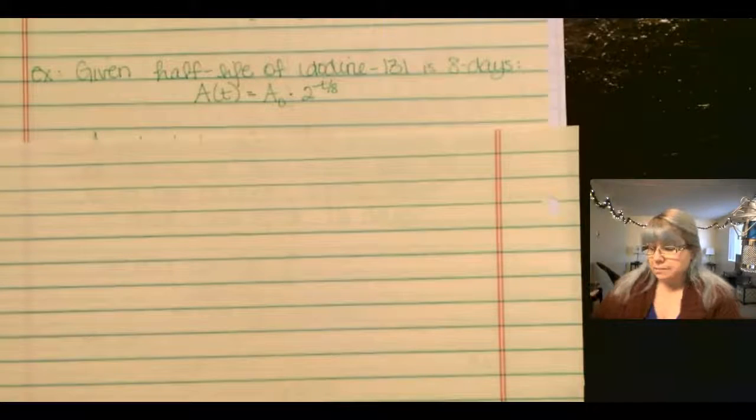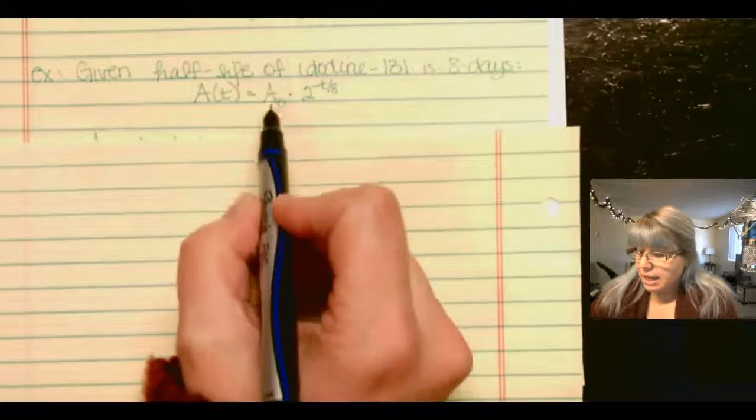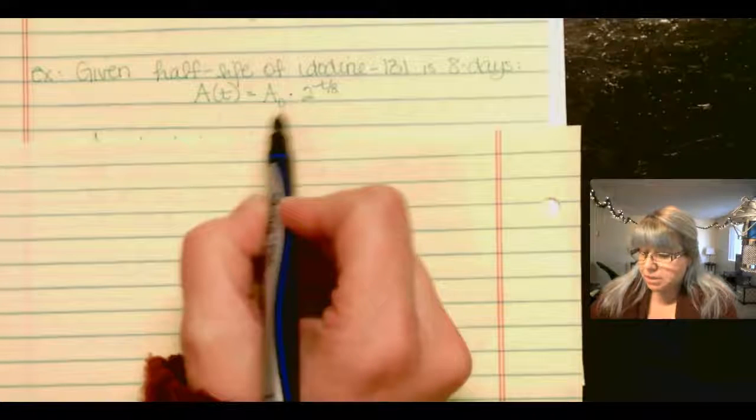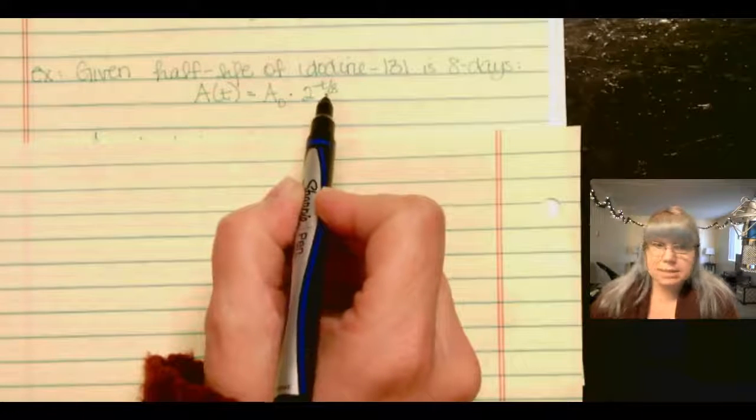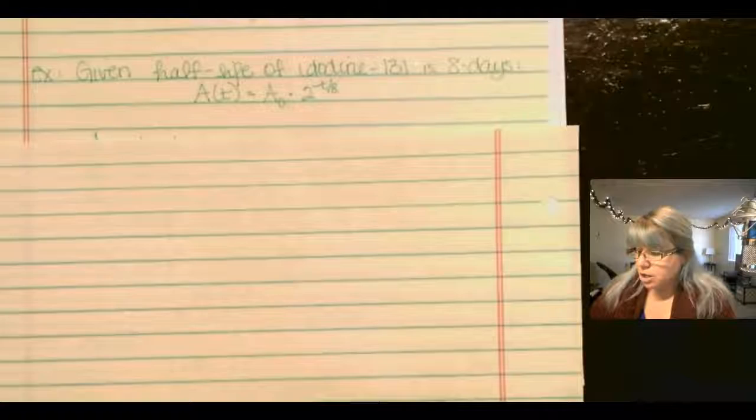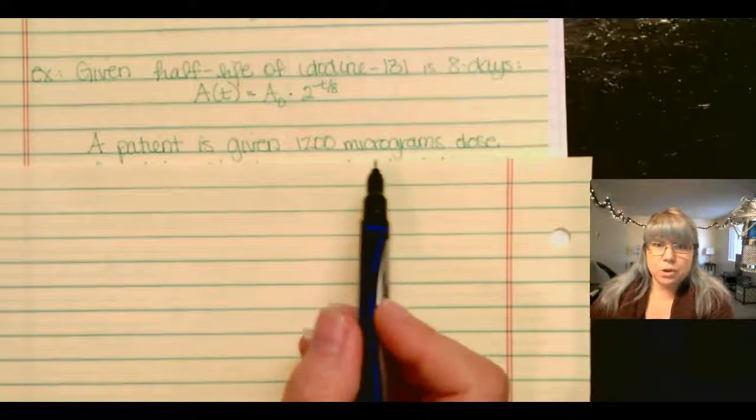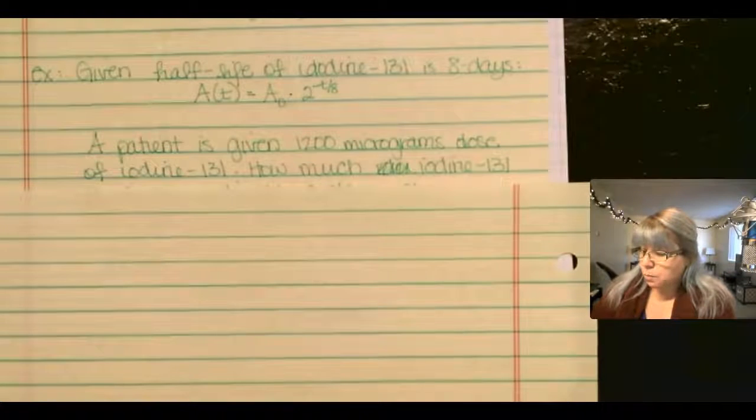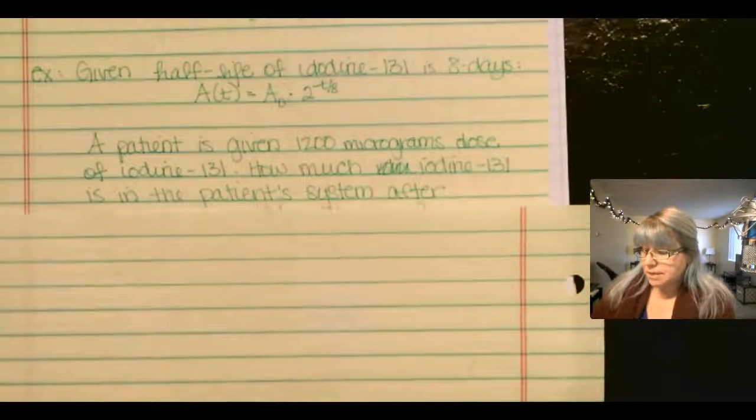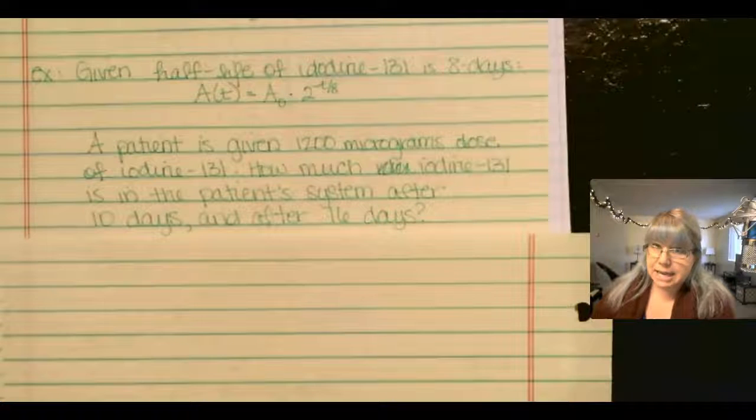And there is a formula. The amount at a specific time is the original amount times 2 to the negative t over 8. This is an exponential function. So we want to figure out, if a patient is given a 1,200 microgram dose of iodine 131, how much iodine 131 is in the patient's system after 10 days. And then we want to figure out what it will be after 16 days.